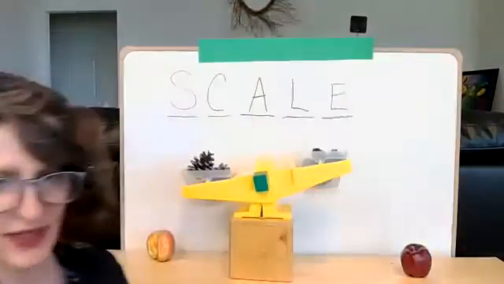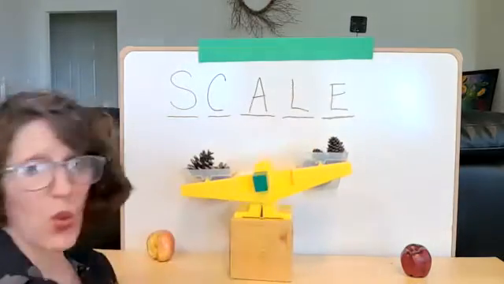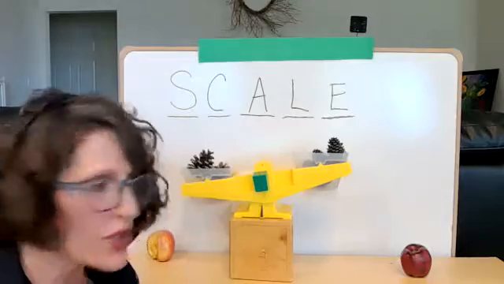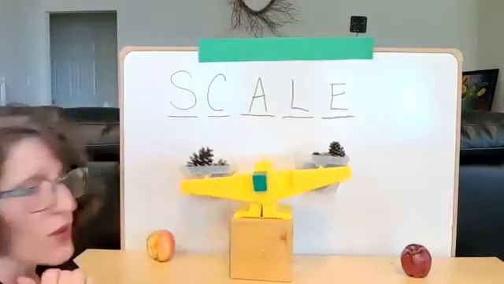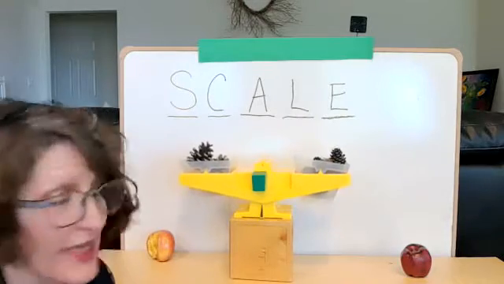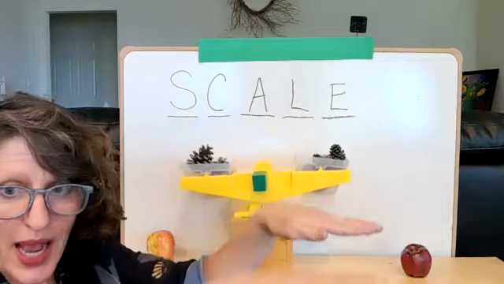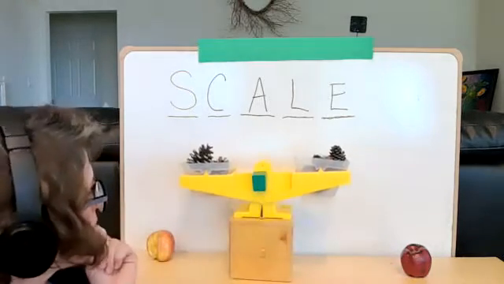Oh, I forgot how many we had. 1, 2, 3, 4, 5, 6. Ooh, are you noticing that the scale is moving? They're becoming closer in the same weight. 7. Oh, I'm going to just stop right there. See what happens. The scale is trying to gauge how much they weigh and which one weighs more.